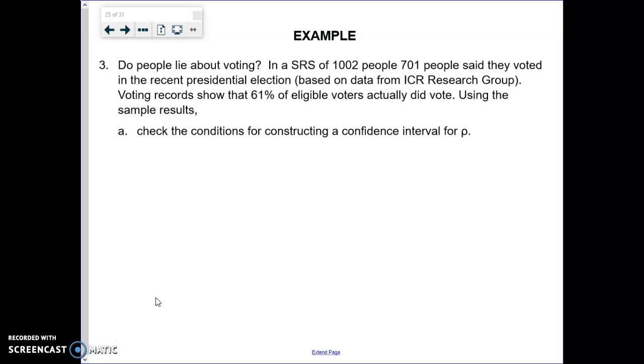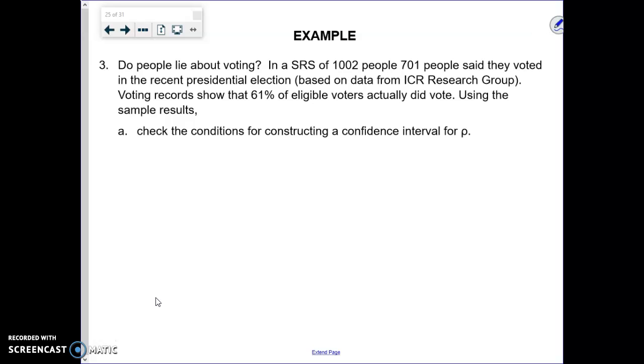Okay, so eventually we're going to want to set up an estimate of the population proportion of people who said they voted. I wonder if people are lying about whether they voted or not. So we need to check the conditions to make sure we can set up that interval. Now, let's write down a few things.